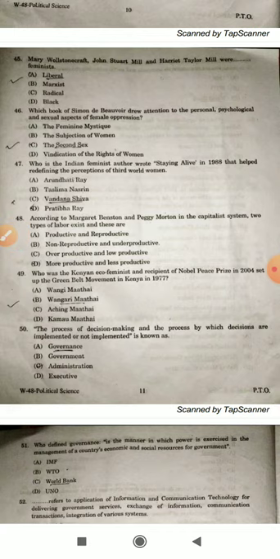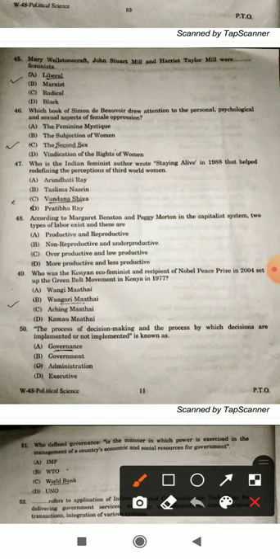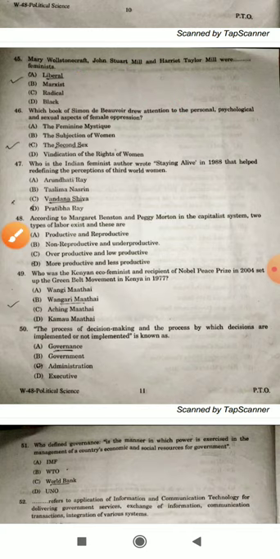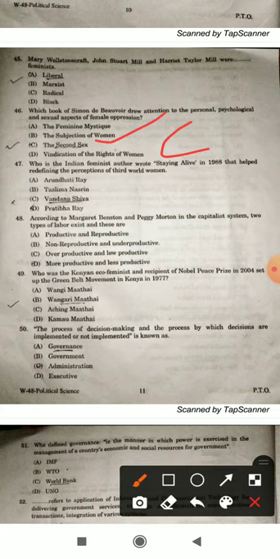Question number 45. Mary Wollstonecraft, John Stuart Mill and Harriet Taylor Mill were blank. Answer is liberal feminists. They are liberal feminists. Answer is A, liberal. Question number 46. Which book of Simone de Beauvoir drew attention to the personal, psychological and sexual aspects of female oppression? Answer is C, The Second Sex.